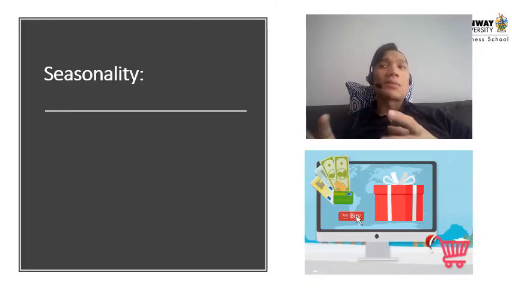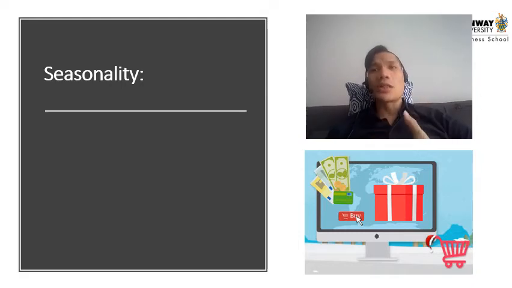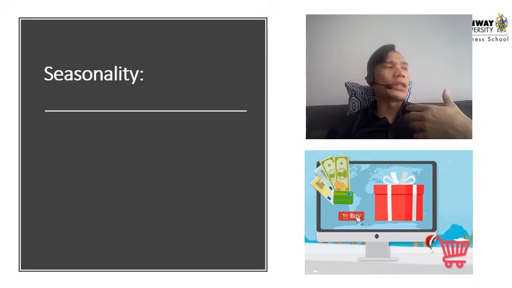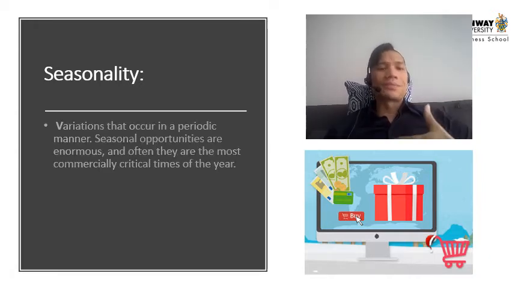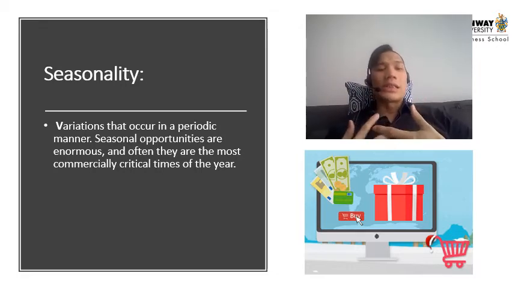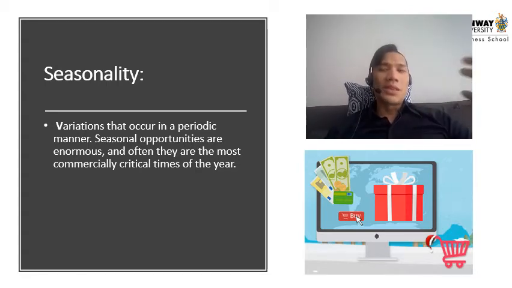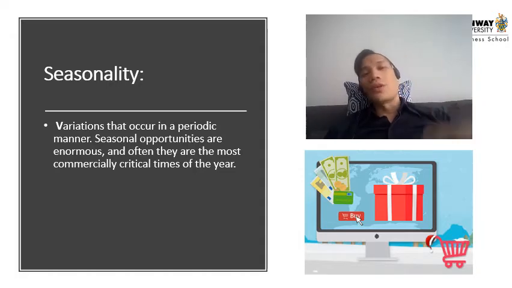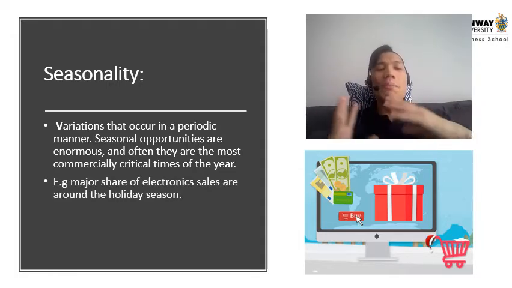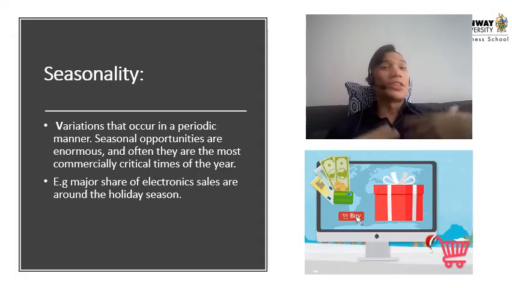You can also look at base variables in terms of seasonality, which is the changes in the environment and the timing of the year. Now, the variations that occur in terms of seasonality are periodic. You sometimes have the festive seasons, you sometimes have the low seasons, you sometimes have the high seasons, and so on and so forth. So these seasonal opportunities are very enormous, and often they are most commercially critical in certain times of the year, especially during the end of the year where people are more celebratory. So the things that you sell like wine, food products, and so on, they all go up during festive seasons. So a major share of electronic sales are around the holiday seasons, like Black Friday sales and so on.